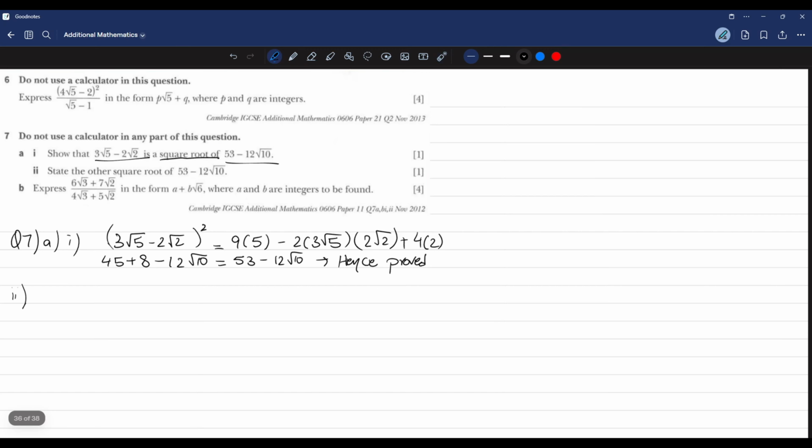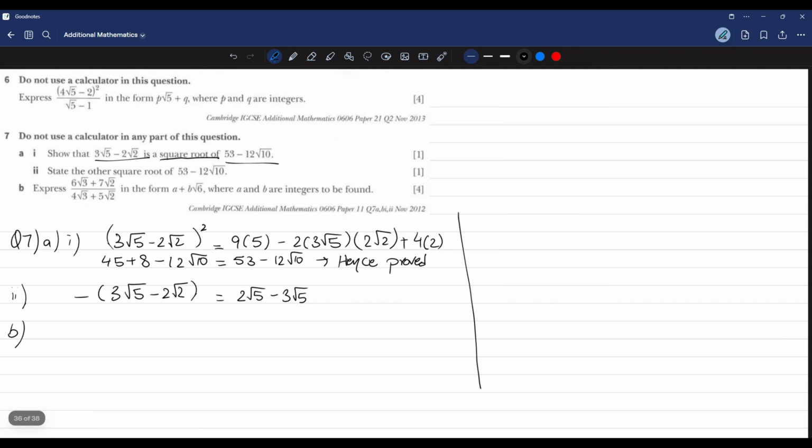So the first value is obviously going to be a positive, and if we simply multiply the other value by negative, we are going to get the positive root of that. So we are going to say 2 under root 2 minus 3 under root 5 is the positive, or you can say the other, square root of 53 minus 12 under root 10. I hope that is clear.